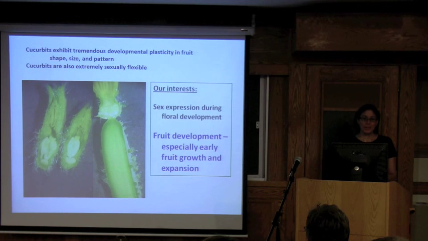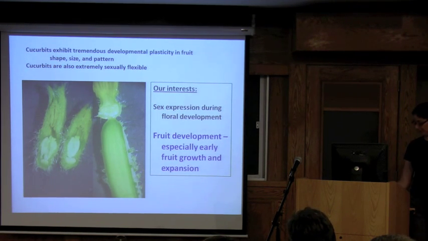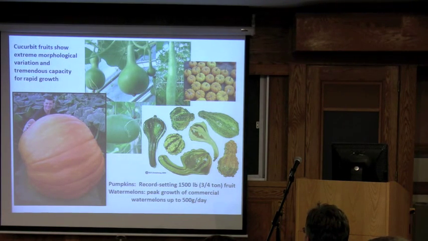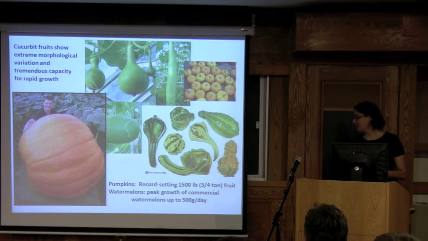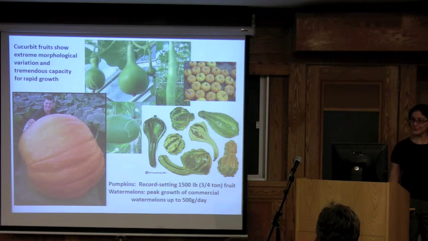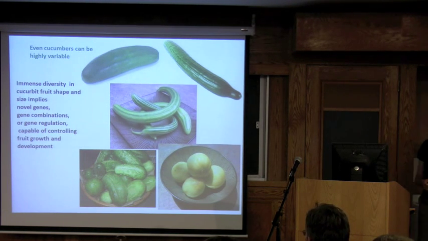The other area of interest is fruit development, especially early fruit growth and expansion. And we know that cucurbit fruits show extreme morphological variation, have tremendous capacity for rapid growth. There are record-setting pumpkins that are 3/4 of a ton for an individual fruit. Watermelons have been recorded to have peak growth of 0.5 kilogram per day in field conditions. And cucumbers, maybe they're not as exciting, but they can still be highly variable.